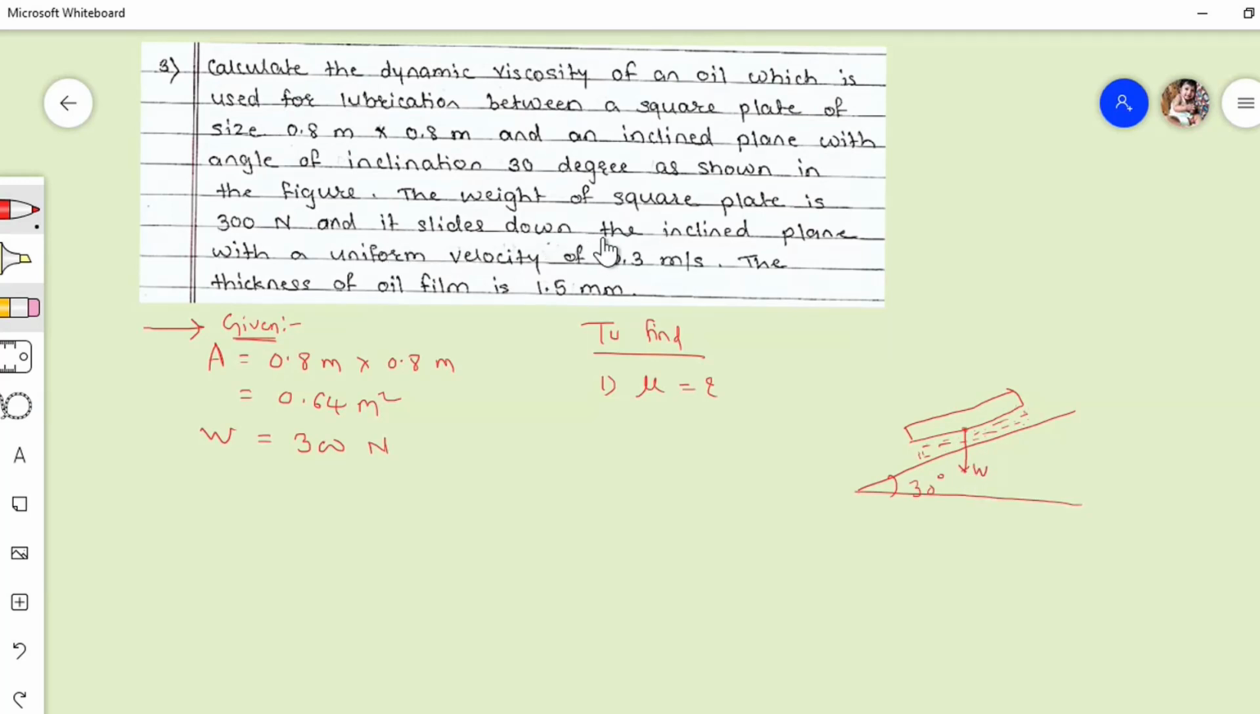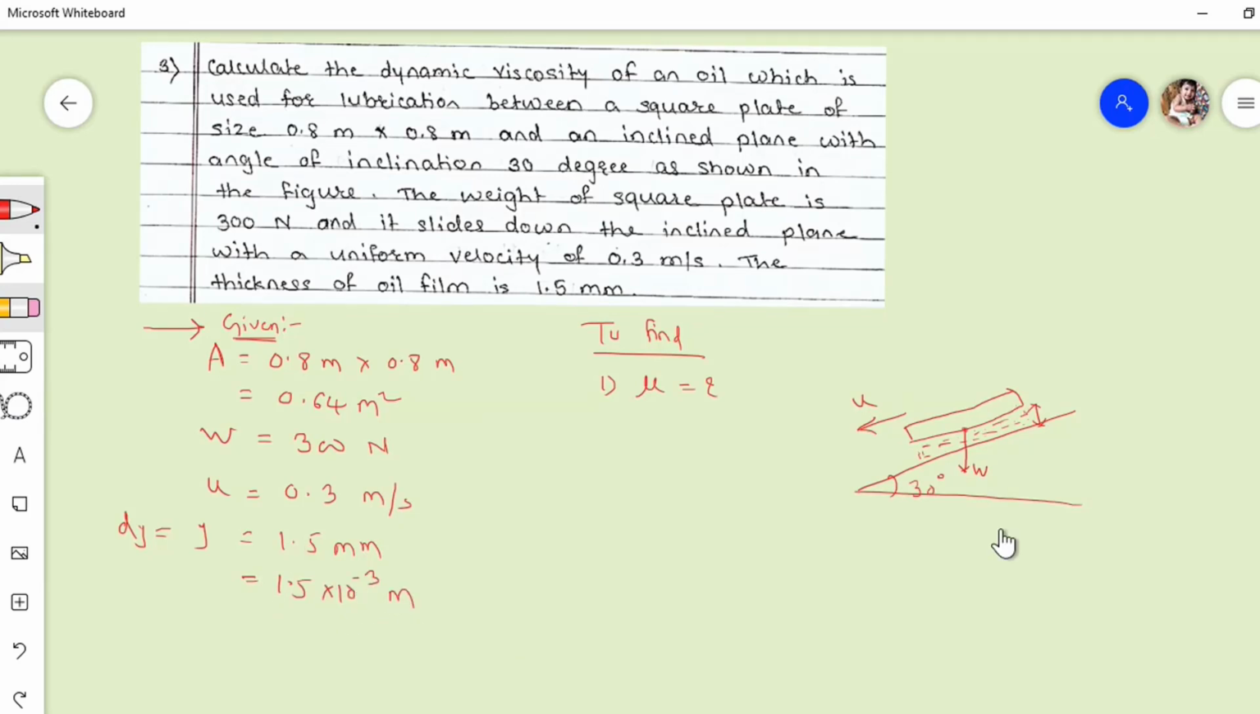and it slides down the inclined plane with the uniform velocity of 0.3 meter per second. It slides down, so it is going down the side and its velocity is also given. So u is given to us, which is 0.3 meter per second. The thickness of the oil film is 1.5 mm. So this thickness is also given. So what is this? Y or dy? Thickness is given 1.5 mm. So unit, check everyone's. So this is 1.5 into 10 raised to minus 3 meter.